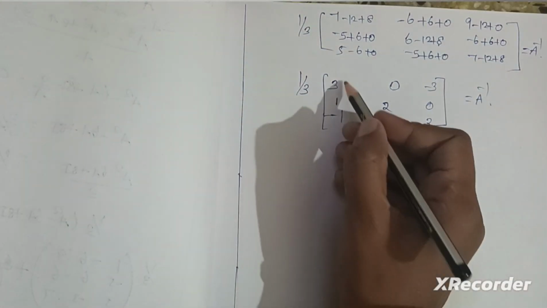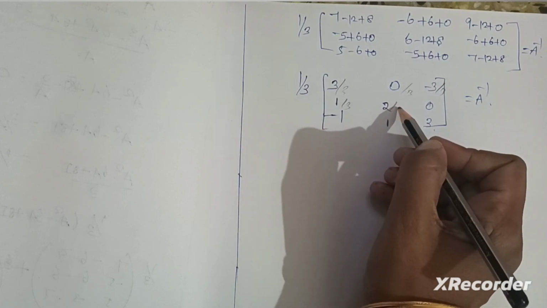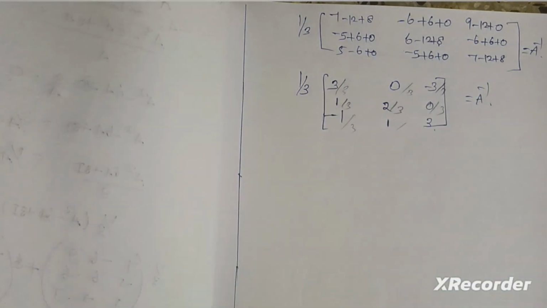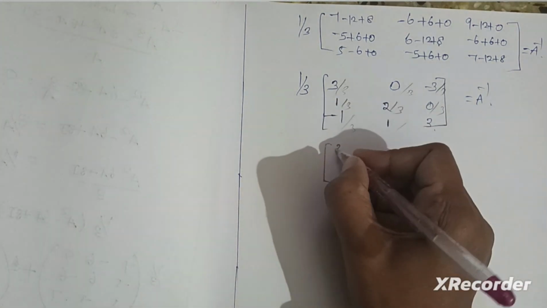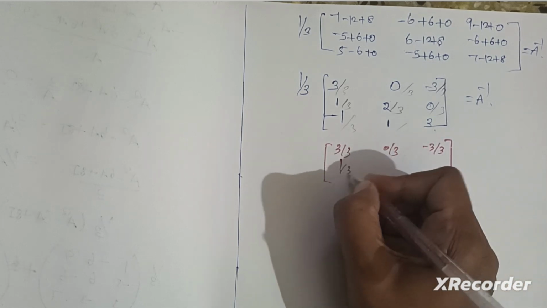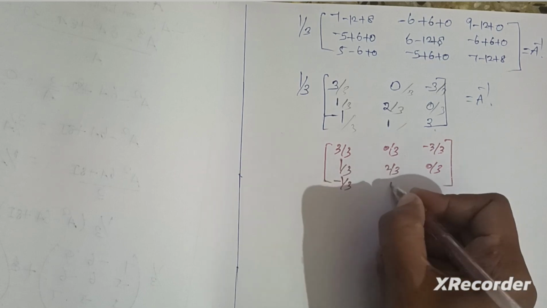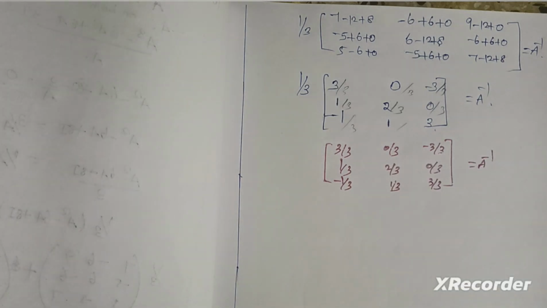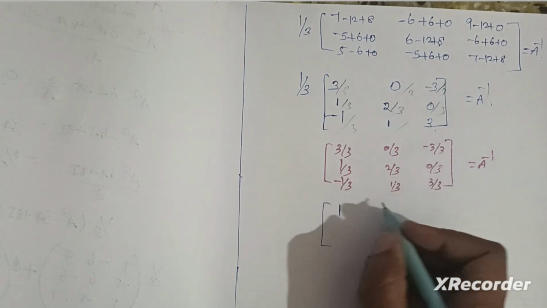The 1 by 3 matrix: 3 divided by 3, 0 by 3, 3 by 3, 1 by 3, 2 by 3, 0 by 3, 1 by 3, 1 by 3. Then we have minus 3 by 3, 1 by 3, 2 by 3, 0 by 3, minus 1 by 3, 1 by 3, 3 by 3. This equals A inverse. So the answer: 3 by 3, 1, 0 by 3, 0 by 3. Which calculator, or we have to know that.